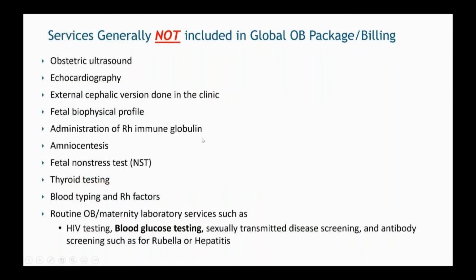Obstetric ultrasound, echocardiography, I don't know how to pronounce that, external cephalic version done in the clinic, fetal biophysical profile. You can tell I'm not in the OB world. Administration of Rh immunoglobulin, amniocentesis, fetal non-stress test, thyroid testing, blood typing and Rh factors, routine OB maternity laboratory services such as HIV testing, blood glucose testing, sexually transmitted disease screening, and antibody screening such as rubella or hepatitis. That's usually not included in global OB package billing.